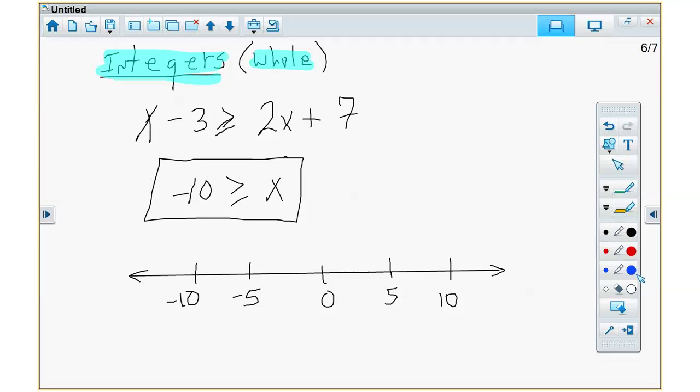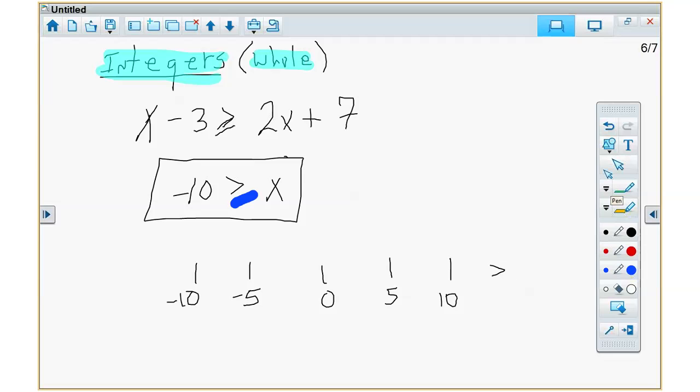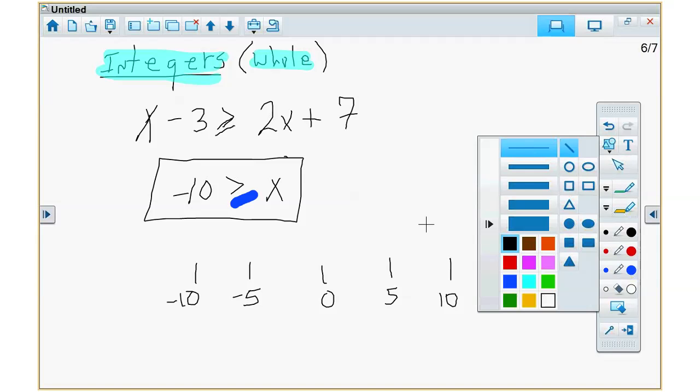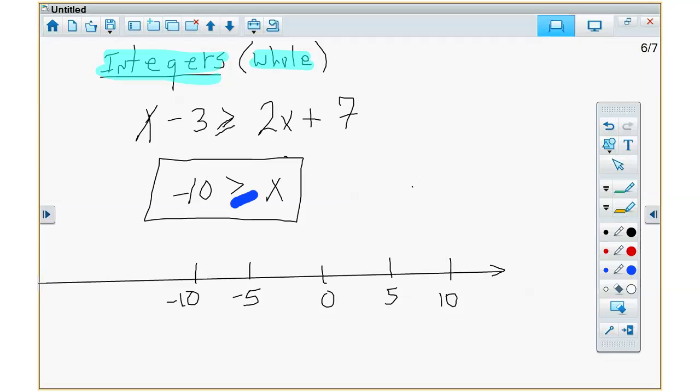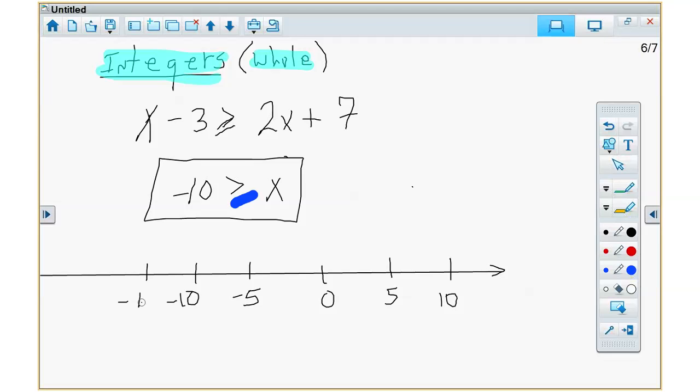So I'm going to take my blue marker, and what does this mean? That means that I'm going to use what kind? I'm going to use solids. But my numbers have to be less than what? Negative 10. So, well, I went the wrong way. Hold on a second. Negative 15. Negative 20. Negative 25.